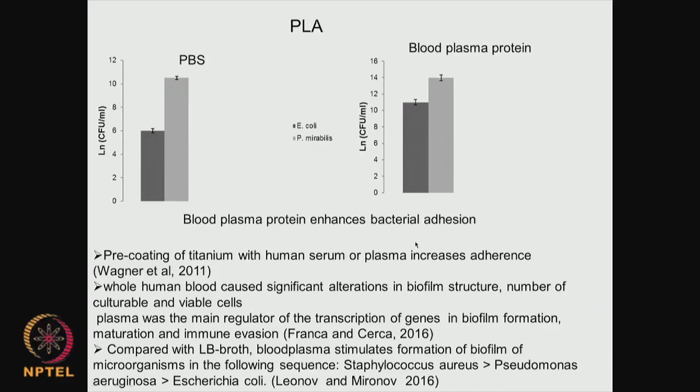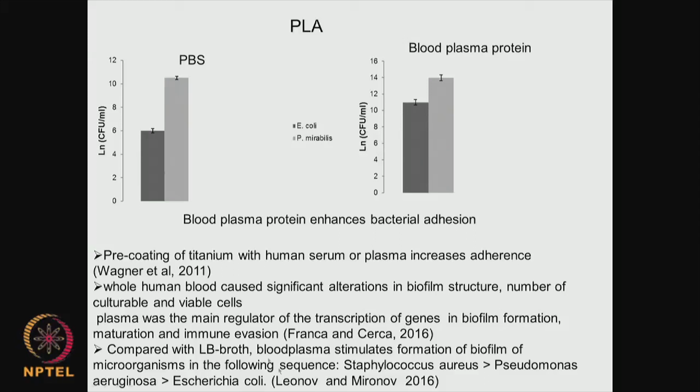Blood plasma protein has been found not only in this polymeric system, but also on pre-coating of titanium with human serum or plasma increases adherence. Whole human blood causes significant alteration in biofilm structure, number of culturable and viable cells. Plasma is observed to be the main regulator of the transcription of genes in biofilm formation, maturation and immune evasion. This is another reference. And it has been found that LB broth blood plasma stimulates formation of biofilm of microorganisms like Staphylococcus aureus greater than Pseudomonas greater than E. coli. This is another reference.